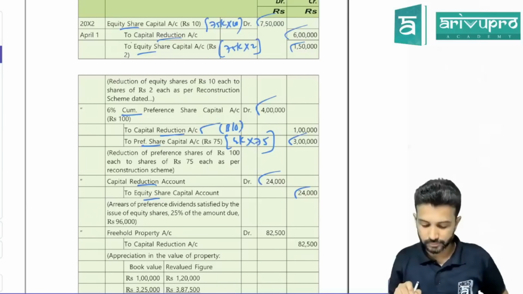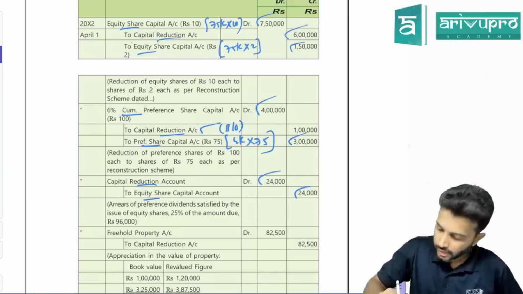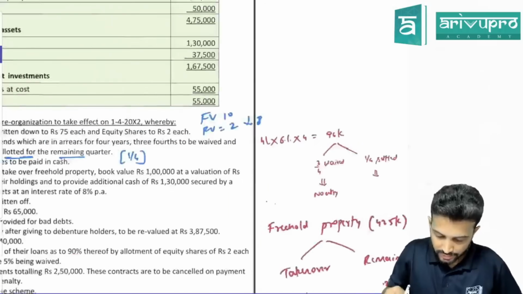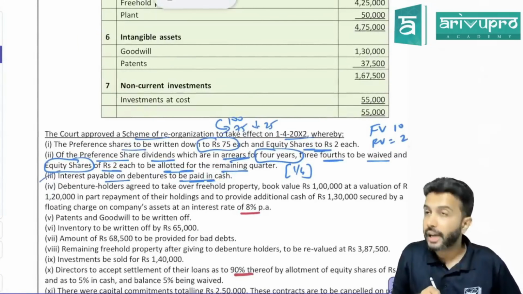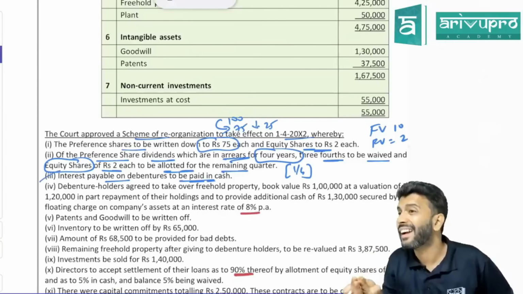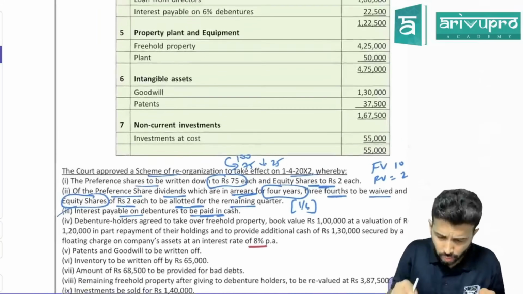Okay, that's all. Can I move on to the next? Okay. Look at the next adjustment. Interest payable on debentures is to be paid in cash. Not sacrificed, though. Paid. If it is settled, first of all, go back to your balance sheet.